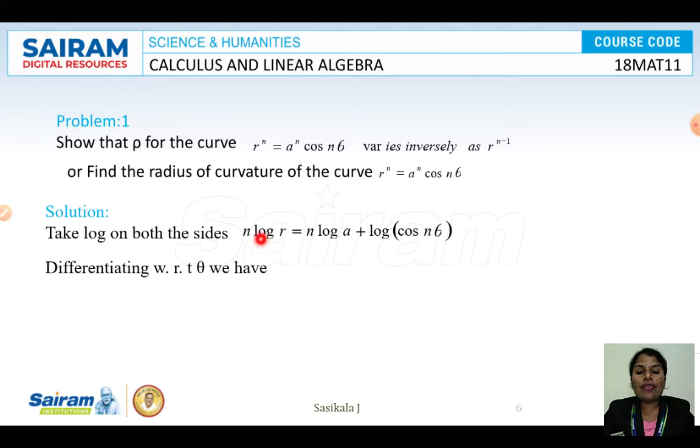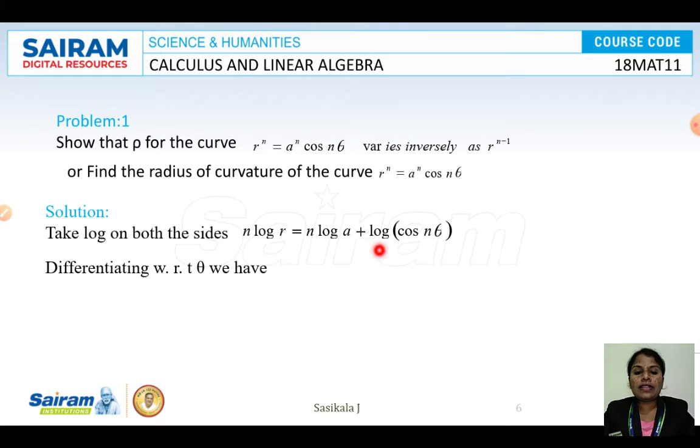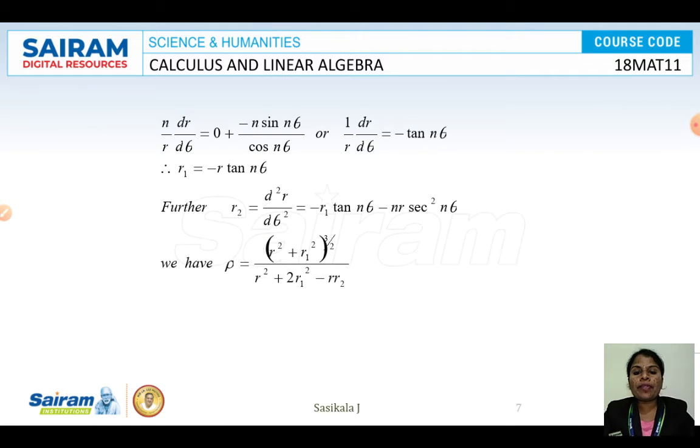So log of rⁿ will be n log r is equal to n log a plus log of cos nθ. So differentiate with respect to θ, I'll be having (n/r) dr/dθ is equal to 0 plus minus n sin nθ by cos nθ. So differentiation of this log of cos nθ. N will get cancelled on both sides. (1/r) dr/dθ is equal to sin by cos, which will be tan nθ.